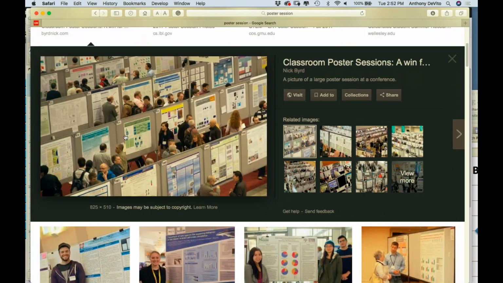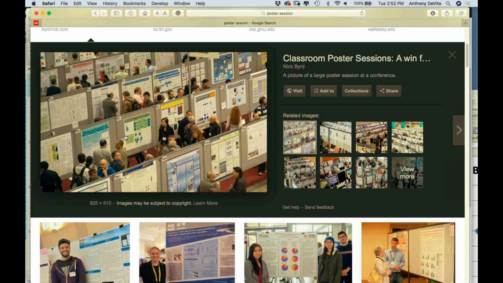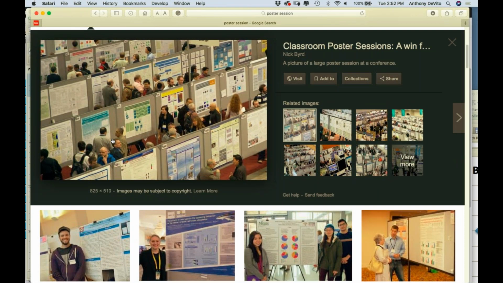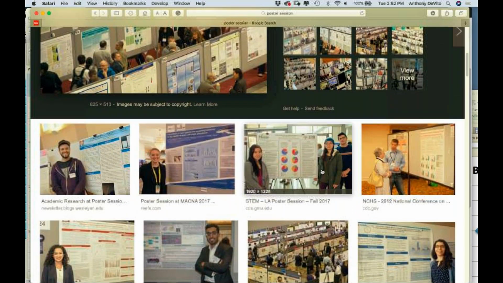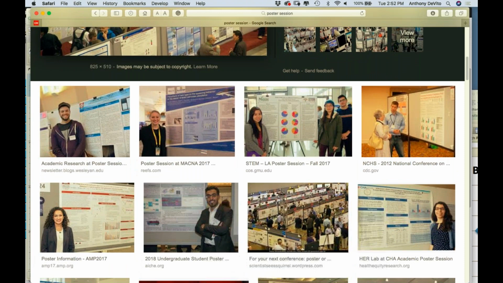So what you're seeing behind me are rows and rows of these boards where people have put their posters up, and they're standing next to them. Typically, they'll be standing next to them something like this. Here's a couple of people, smiling. They'll be smiling all the time, of course. Their posters describe the research that they've done, the conclusions they've come to, and what they plan on doing in the future.